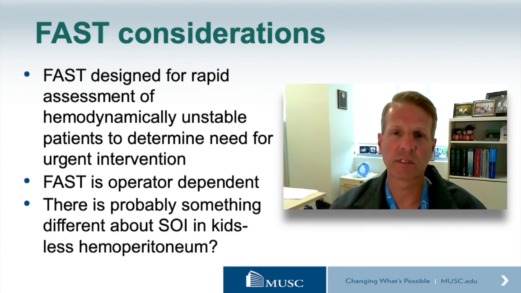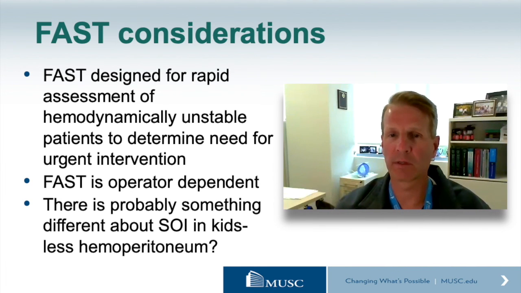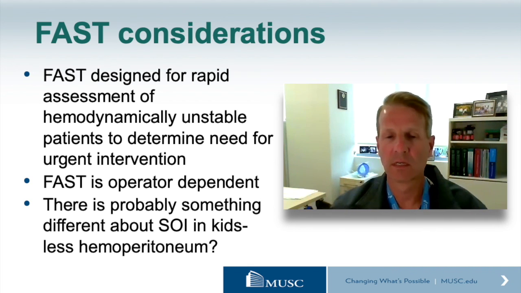FAST was initially designed for rapid assessment of hemodynamically unstable patients to determine the need for urgent intervention. It was not originally designed to determine who could safely avoid CT. We all know FAST is operator dependent, and then based on many studies in peds showing worse sensitivity of FAST for solid organ injury, I wonder if there's something different in kids.